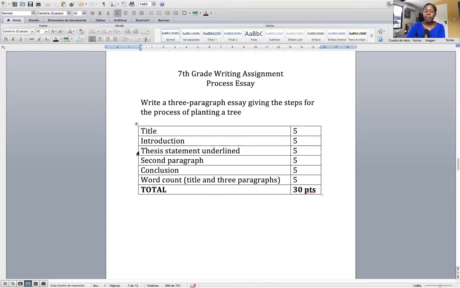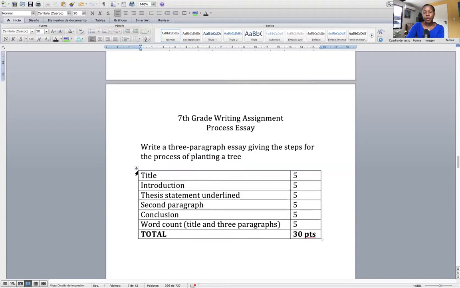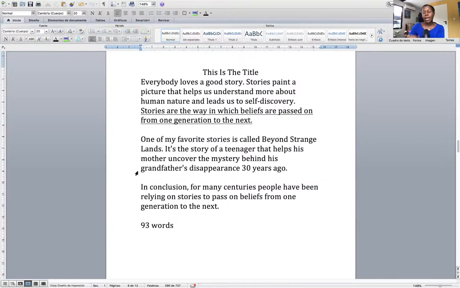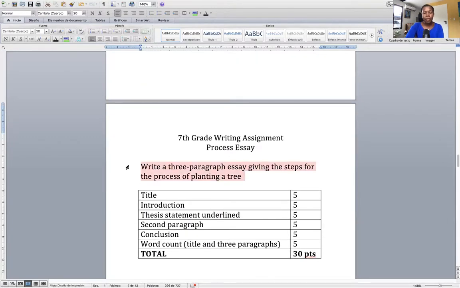And then the second paragraph is the body, where it contains your steps, is going to be 5 points if written correctly. The third paragraph, which is the conclusion, is also going to be worth 5 points. And the word count, which as I showed you is going to include the title and the 3 paragraphs, is going to be worth 5 points. The total is going to be 30 points. This is what your assignment needs to look like. This is the topic you're going to be writing about. That's your topic, the steps for the process of planting a tree.